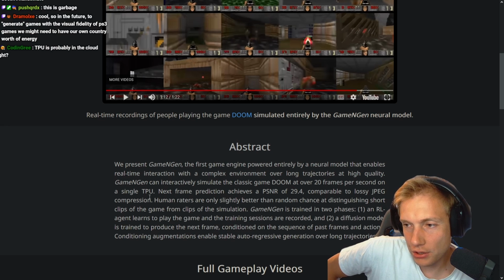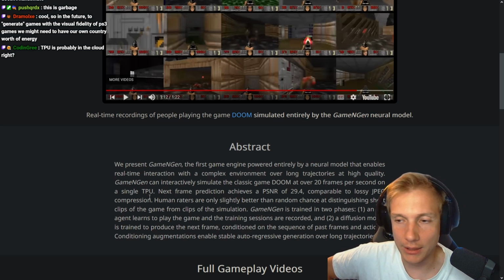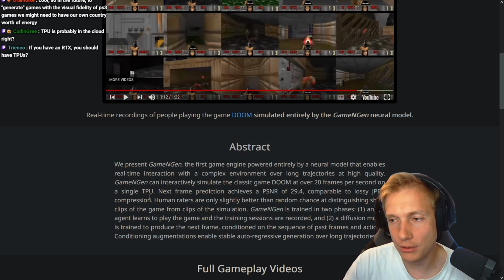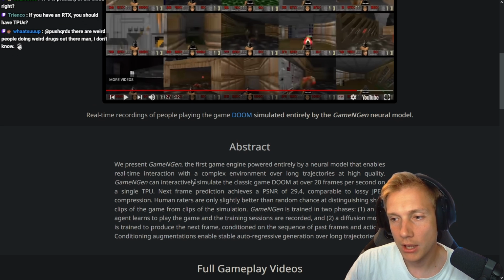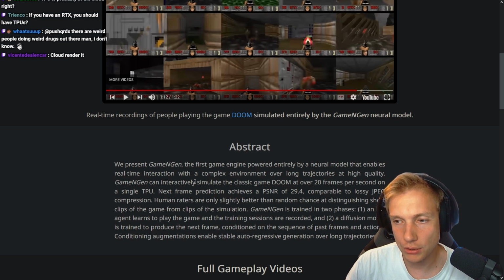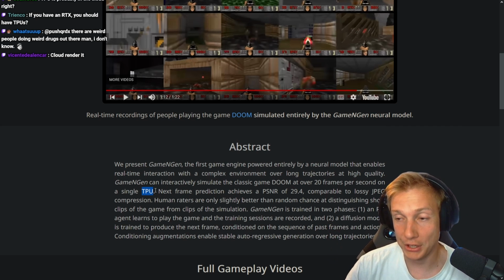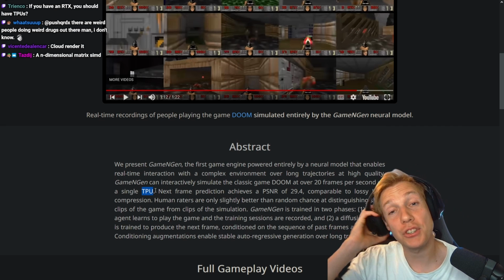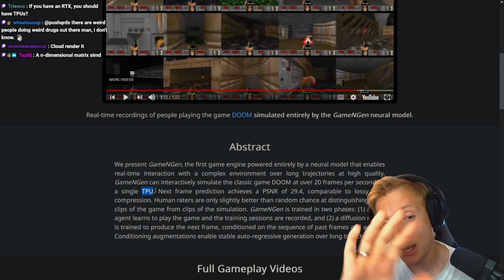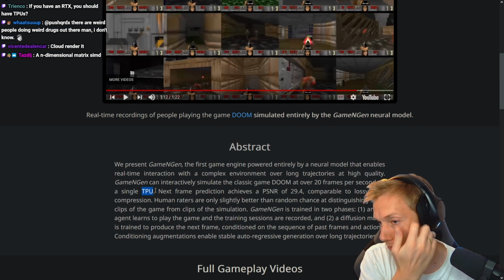Cool, so in the future, to generate games with the visual fidelity of PlayStation 3 games, we might need to have our own country worth of energy. Yes, essentially like that, yeah. TPU is probably the cloud, right? In the cloud, right? If you have an RTX, you should have TPUs. I don't know, man. I don't know what a GPU is. I'm not a tech person. So I would just say that this game would run for me at 2 FPS.